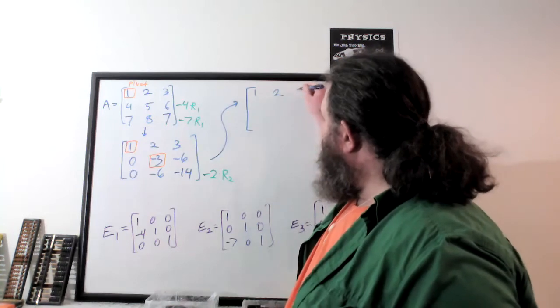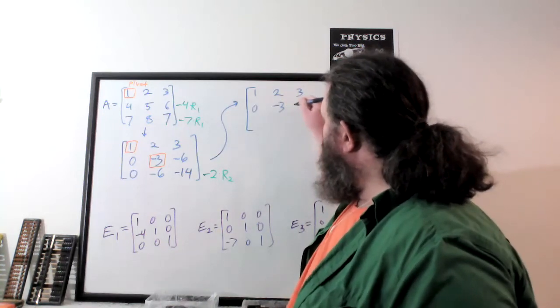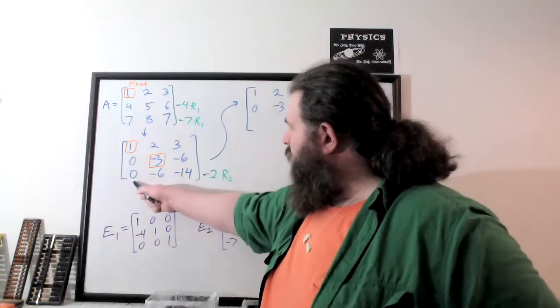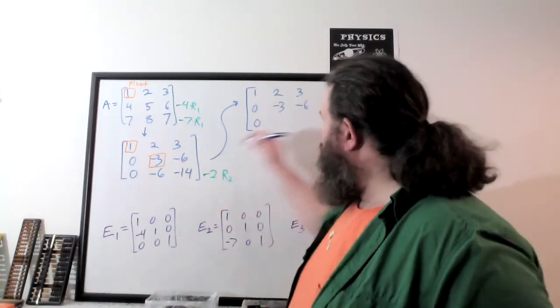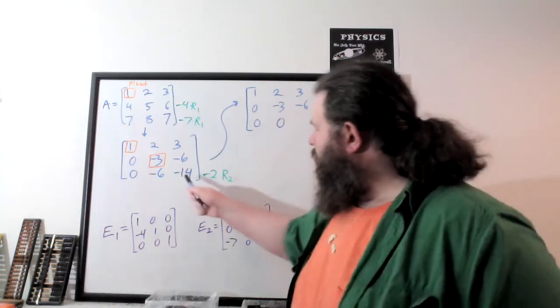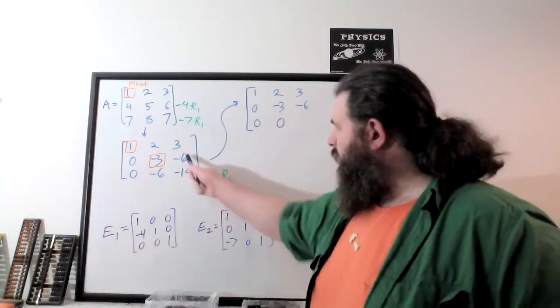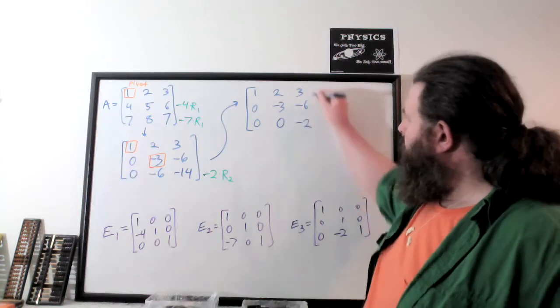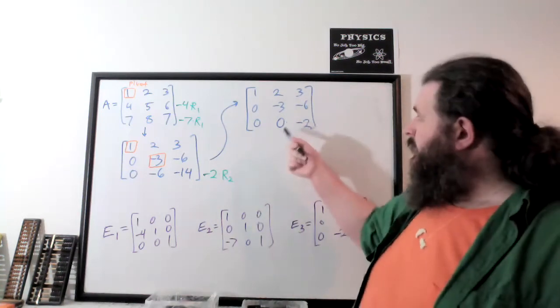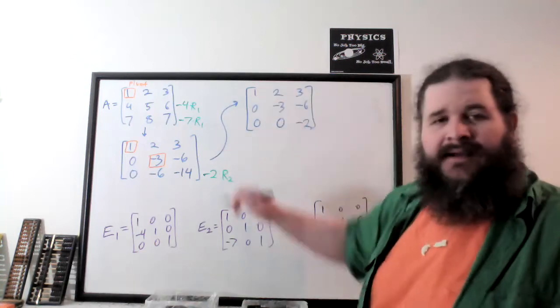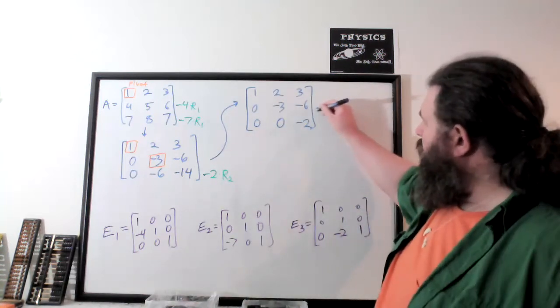First row is not changing, second row is not changing. Third row, we're taking 0 minus 0 is still 0. -6 minus -6 cancels out. And -14 plus 12 becomes -2. So this is the upper triangular matrix. We've got this in upper triangular form. We've canceled out everything below the main diagonal. So this is what we're going to call U.